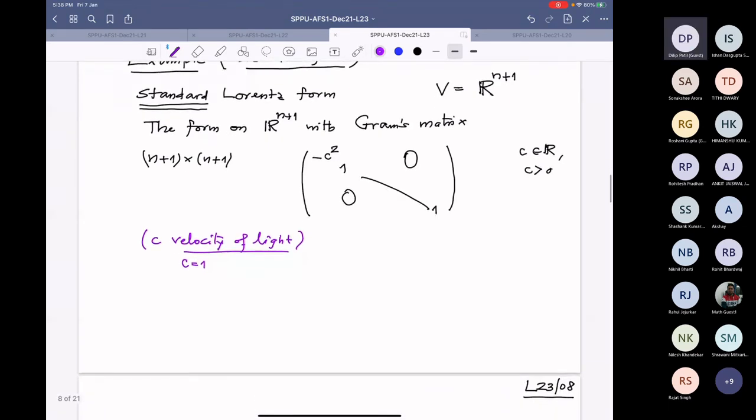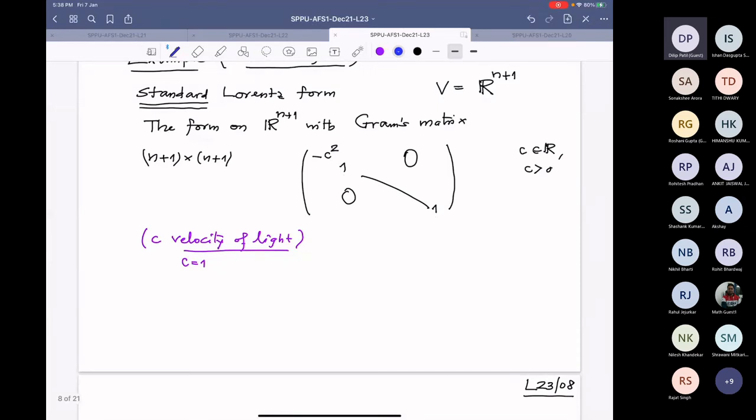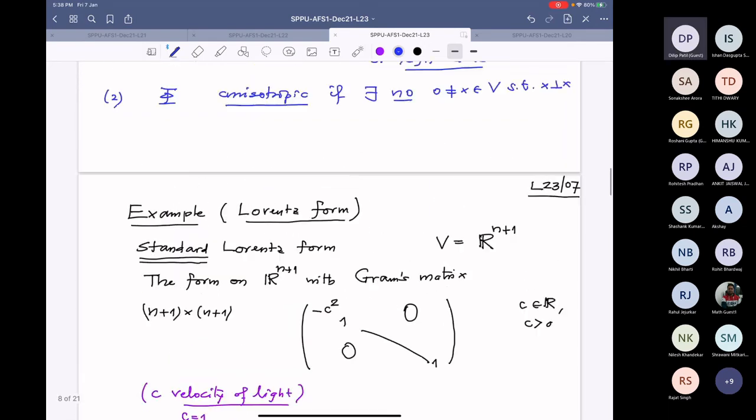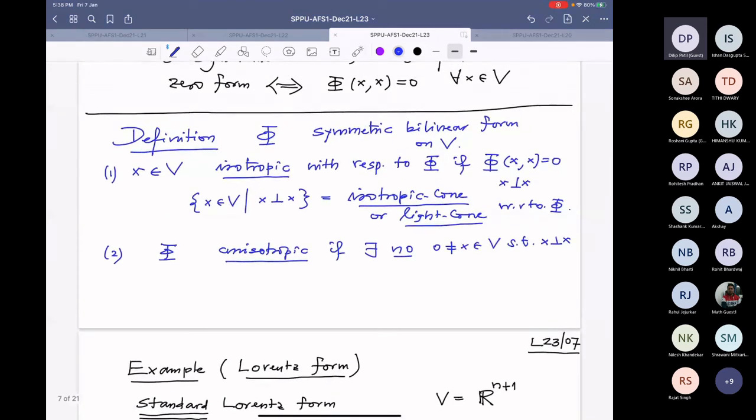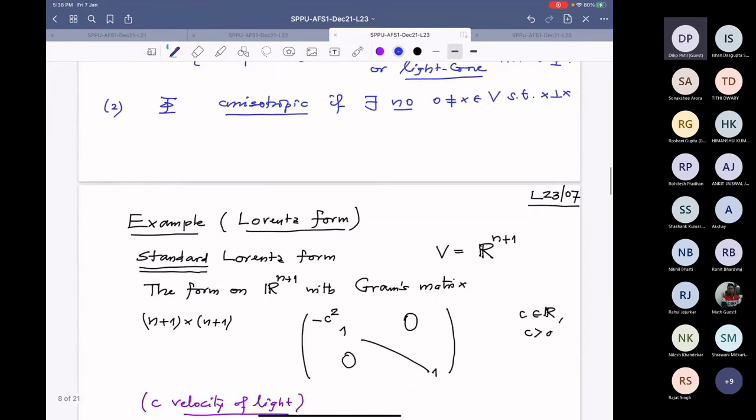Now, how will I write the variables? I will write a separate variable, that is R. So R^(n+1) I will write as R cross R^n. And then I want to describe which are the, what is the light cone? That means which vectors are perpendicular to themselves. So that we will write down.